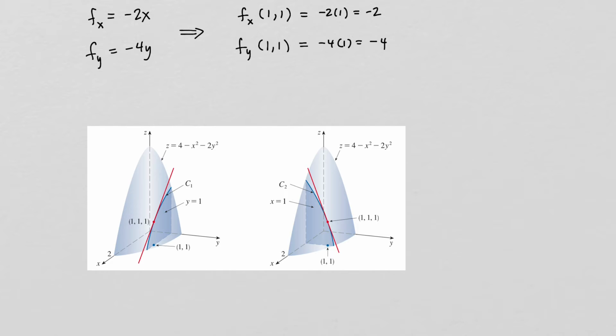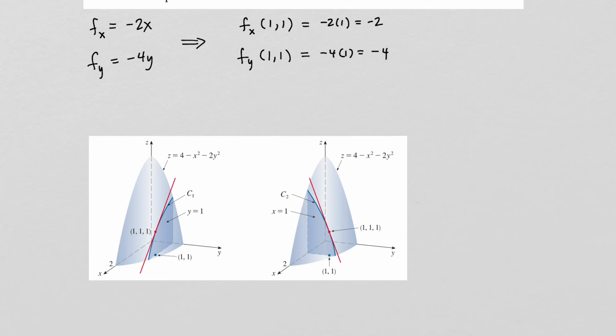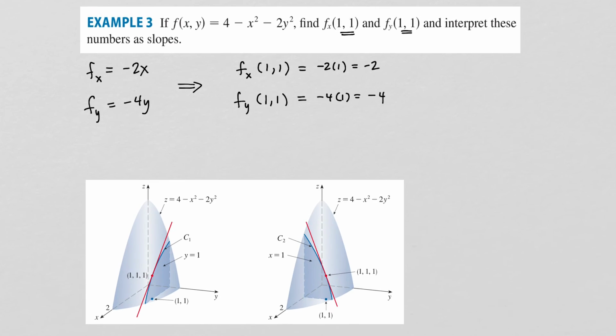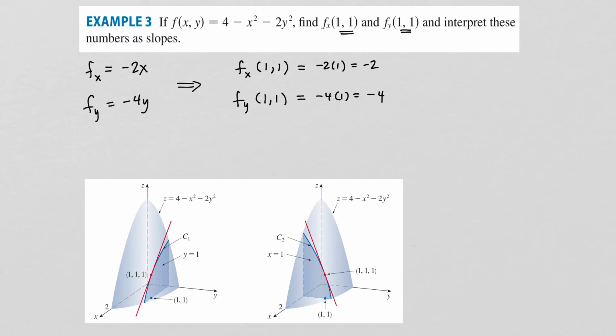The partial derivative with respect to y, we just do the opposite. We take the same surface here. We take a plane parallel to the y-axis at the point, and the slope of that tangent line is -4. That's the graphical interpretation of slopes of tangent lines using partial derivatives.